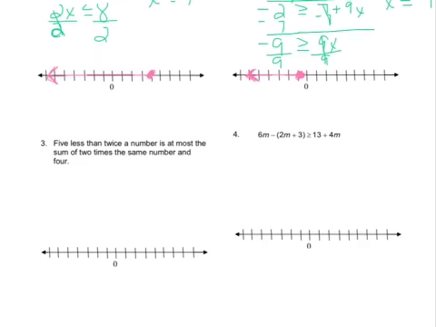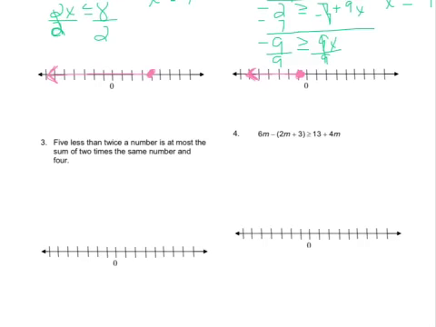Now, number 3 is a word problem. It says 5 less than twice a number is at most the sum of 2 times the same number and 4. Well, let's just start with the 5 less than twice a number. That's going to be 2x minus 5 because less than is a flip-flop word.